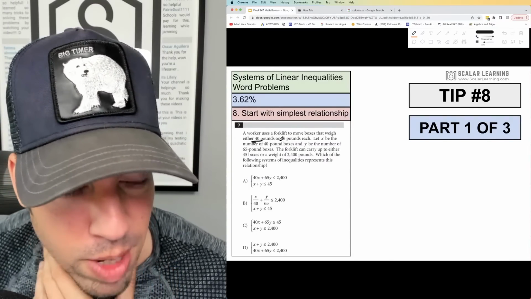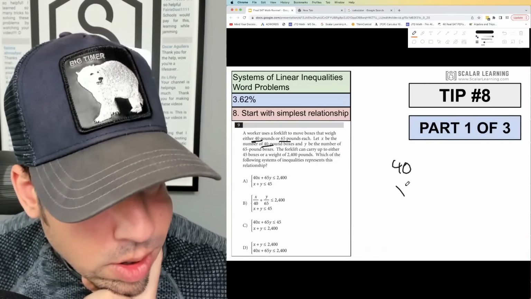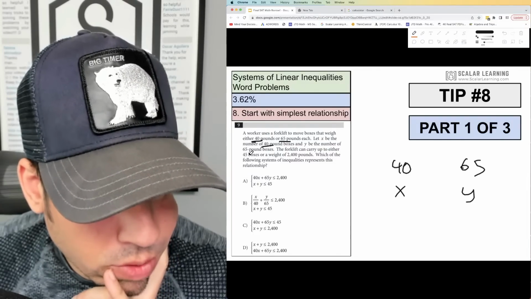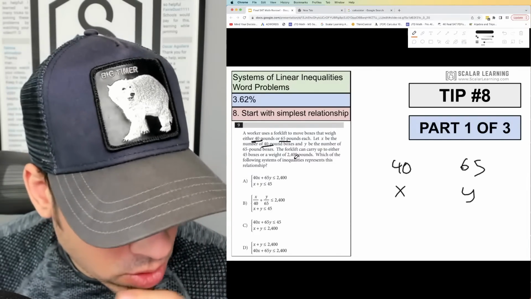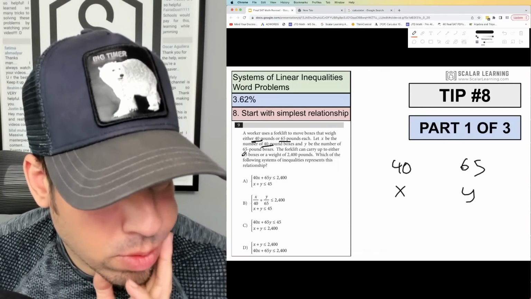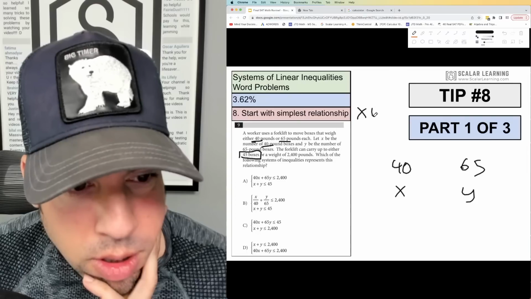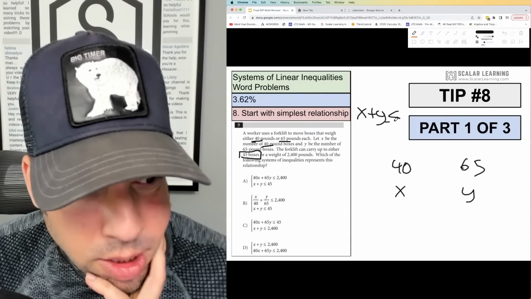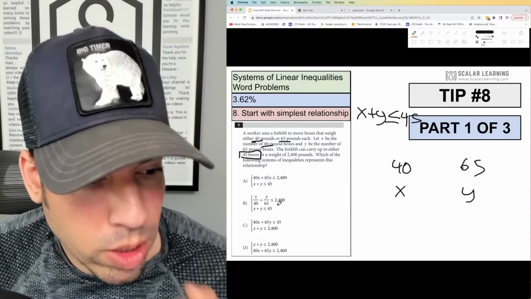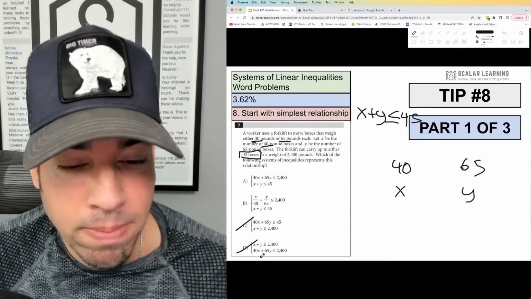We got two different types of boxes, 40 or 65 pounds. X is the number of 40 pound boxes. Y is the number of 65 pound boxes. And we can carry either 45 boxes or a weight of 2,400 pounds. My easiest relationship is this, because this is my number of boxes. So I know that the total number of boxes has to be less than or equal to 45. That's my simplest relationship. Which one of these has it? A and B. Which one of these doesn't? C and D. I've already got it down to two choices.